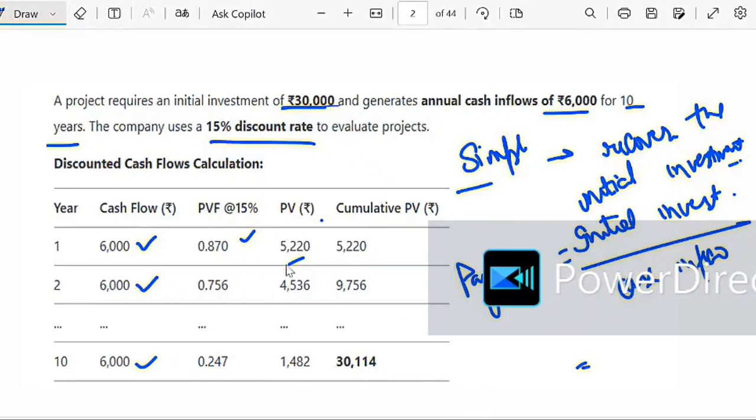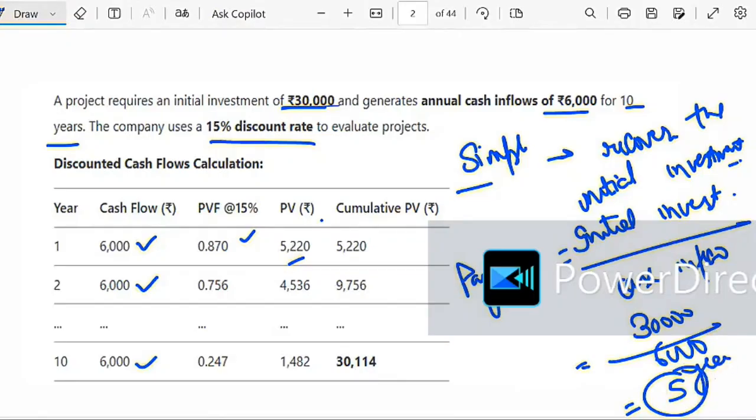Any response from your side? How much is the simple payback period? What is the initial investment here? So in this case, the initial investment is, as you can see, 30,000, right? Annual cash flow is 6,000. So divide both of them, you will get 5, right? So 5 is the simple payback period, 5 years.